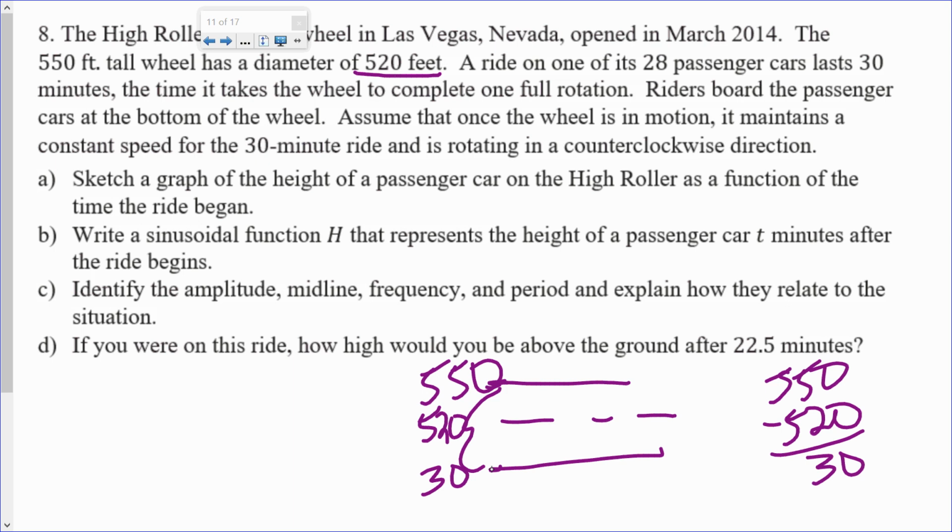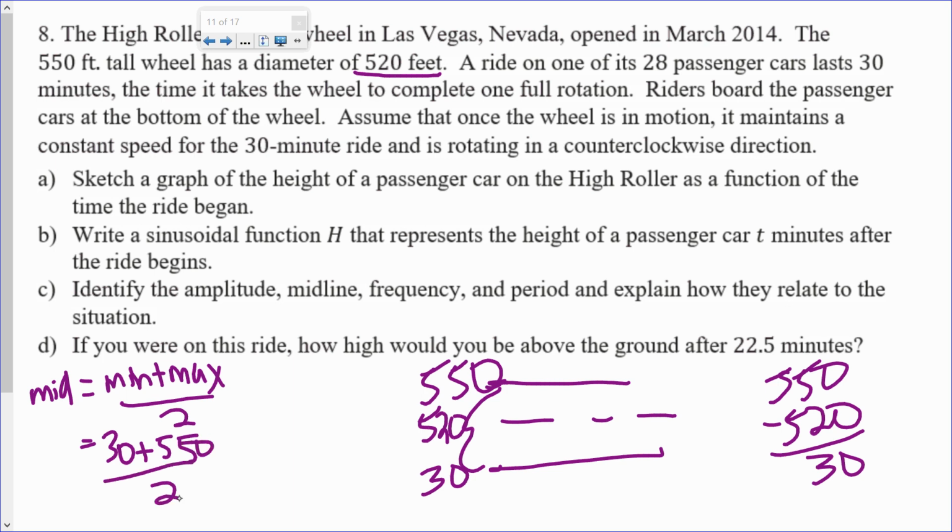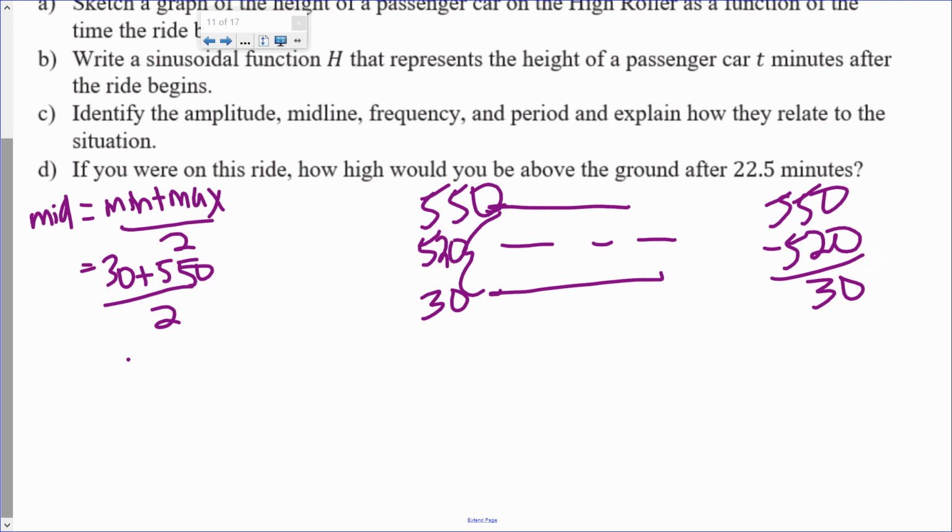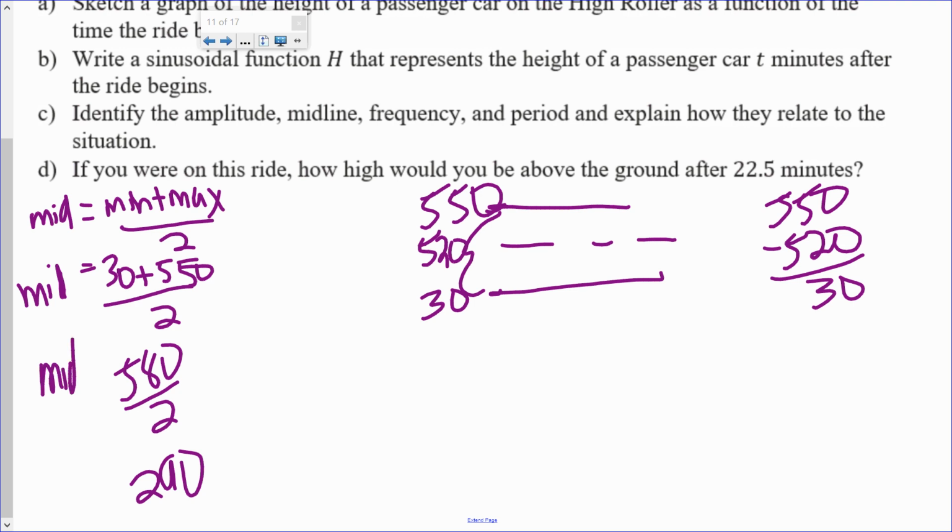Now that I have my max and my min, I can find my midline. My midline is min plus max over 2, which is 30 plus 550 over 2, which is 580 over 2, which is 290. So my midline, I'm just going to put it over here, it's getting a little messy. My midline is 290, my min is 30, my max is 550.